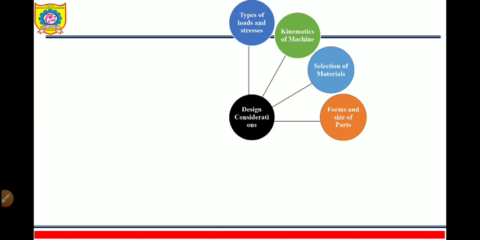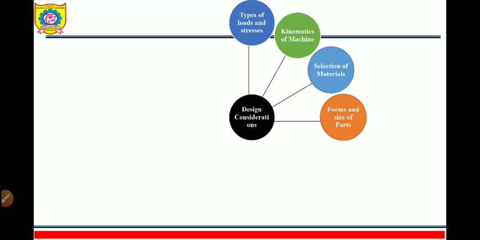Then selection of material. Selection of material can be done by using design data book or some material catalogs. So after identifying different moving parts and their velocity, we can select the material. If the component is static, different material will be there. If the component is dynamic or moving, then different material has to be selected.